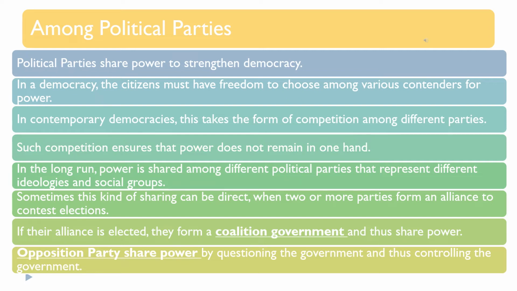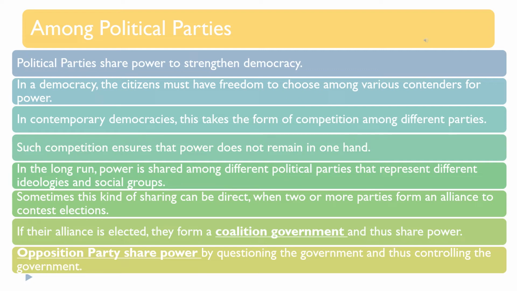Based on that, they would suggest the policies, and eventually the policies which would be made would take care of all the citizens of the country or of a state or of a particular place. So, coalition government is a very good way to share power.